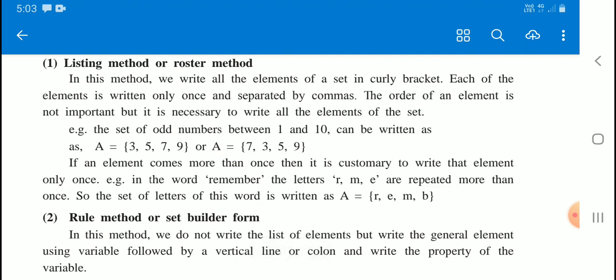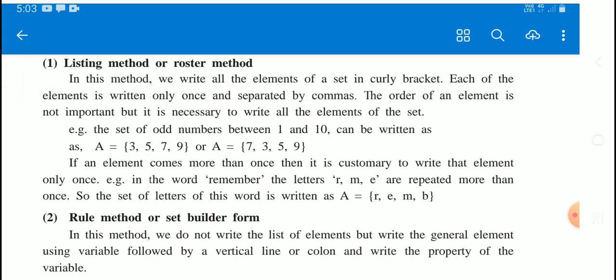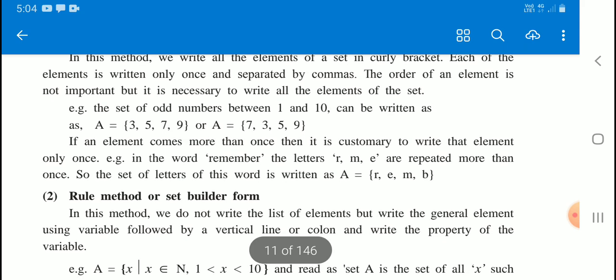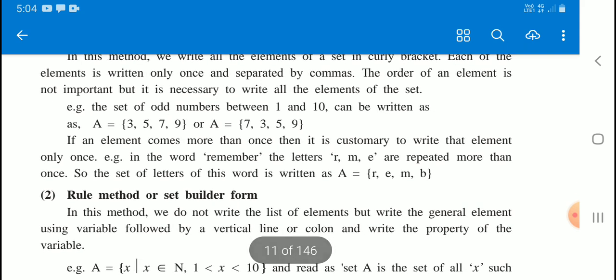For example, the set of odd numbers between 1 and 10. We denote this set by A. A is equal to, in curly brackets, 3, 5, 7, 9, or A is equal to 7, 3, 5, 9, or you can write A is equal to 5, 7, 9, 3. Anyhow, the elements of the sets should be equal.